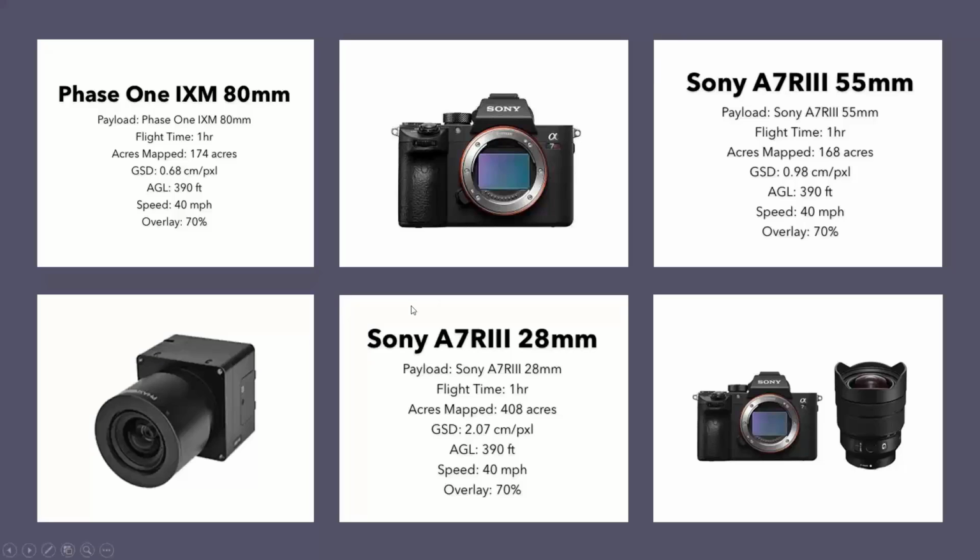So most projects don't require something sub centimeter. If they don't, and coverage matters more, that A7R3 with a 28 millimeter lens is a great option. You have a GSD just about 2 centimeters, and your coverage goes way up. Again, that's 408 acres per hour. Roughly times that by 0.5, you're getting about 600 acres per flight. You can reasonably anticipate on a good weather day 4 or 5 flights a day. So several thousand acres a day worth of mapping with the A7R3.